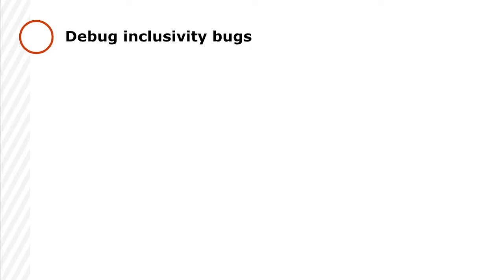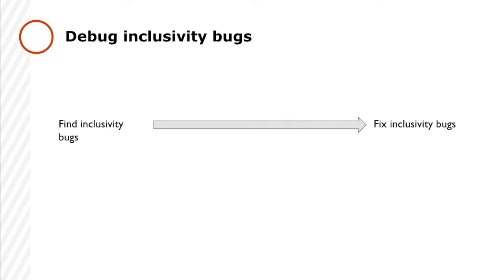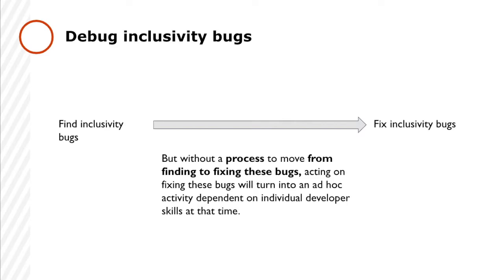To do this, we need to debug these inclusivity bugs. So previous research has found ways to find inclusivity bugs, which are biases in software that introduce inequities. However, going from finding to fixing can be challenging. But without a process to move from finding to fixing these bugs, acting on fixing these bugs will turn into an ad hoc activity depending on individual developers' skills at that time.